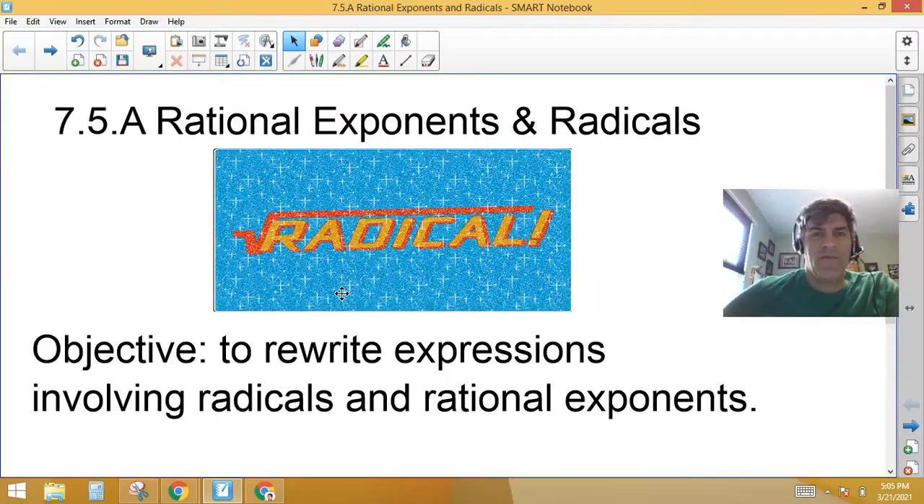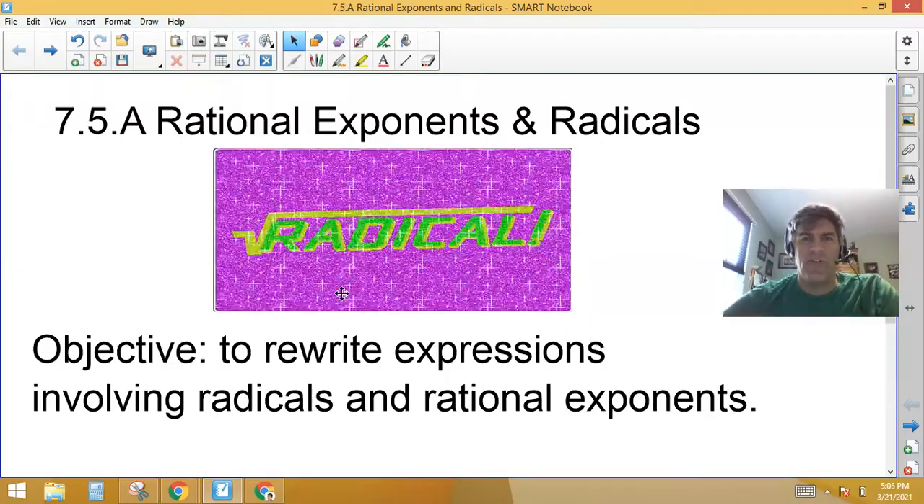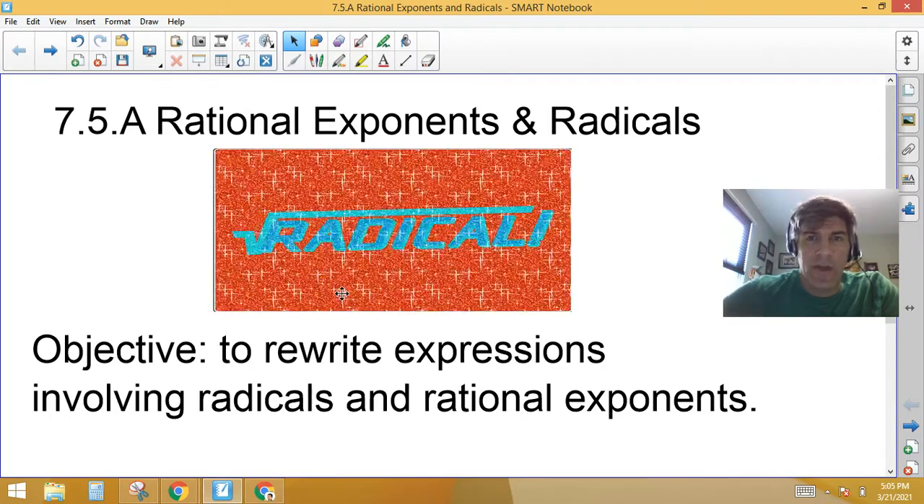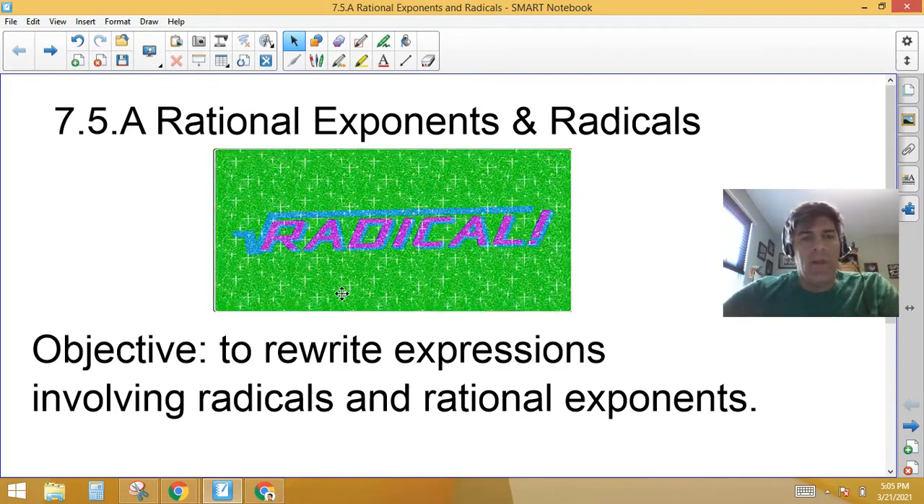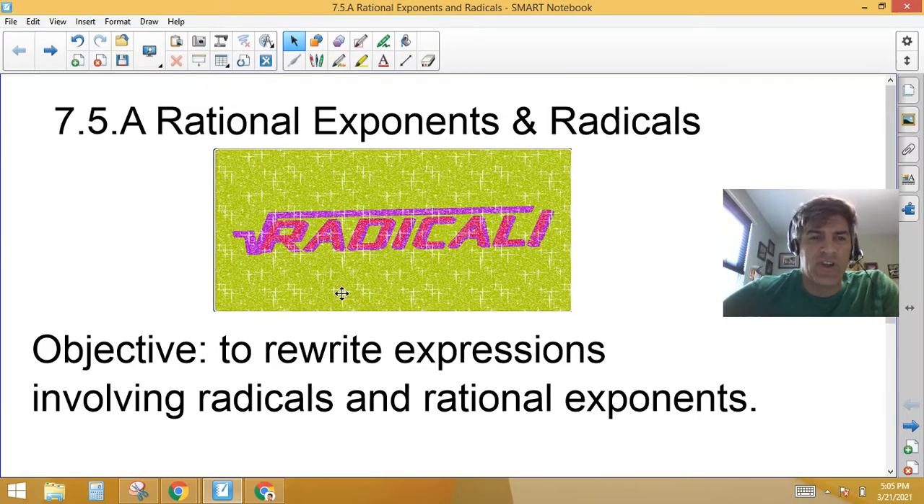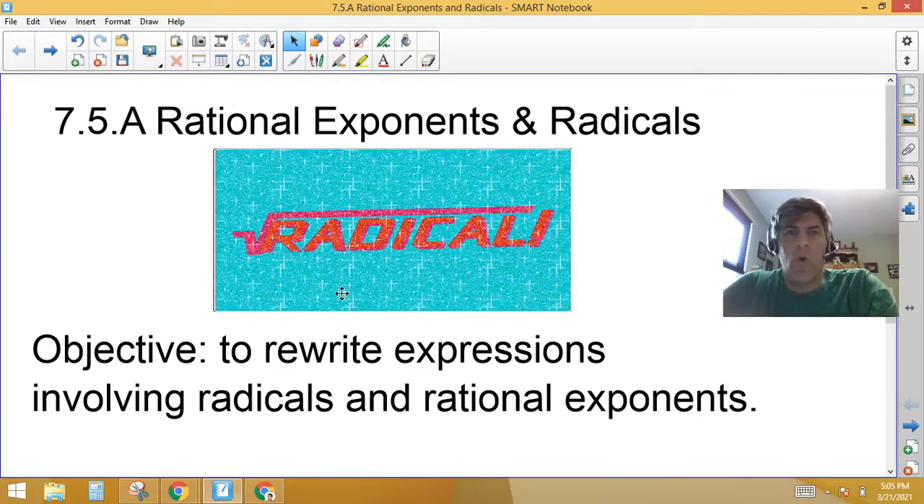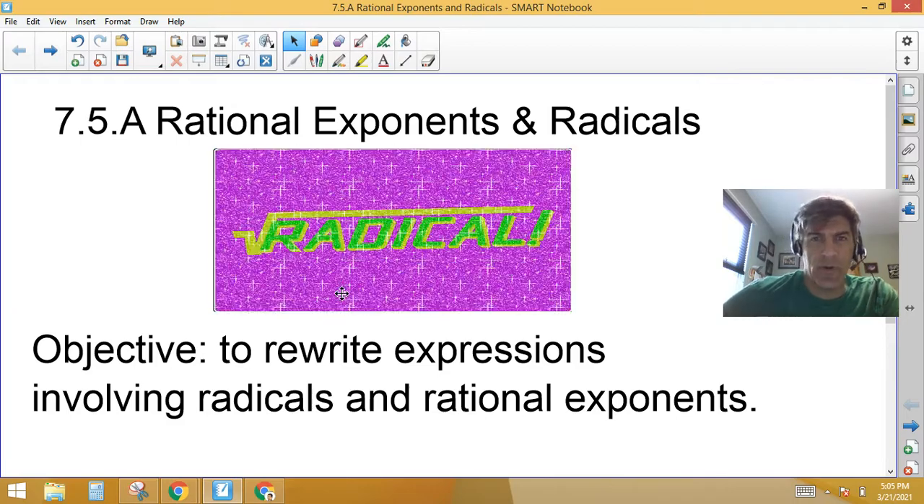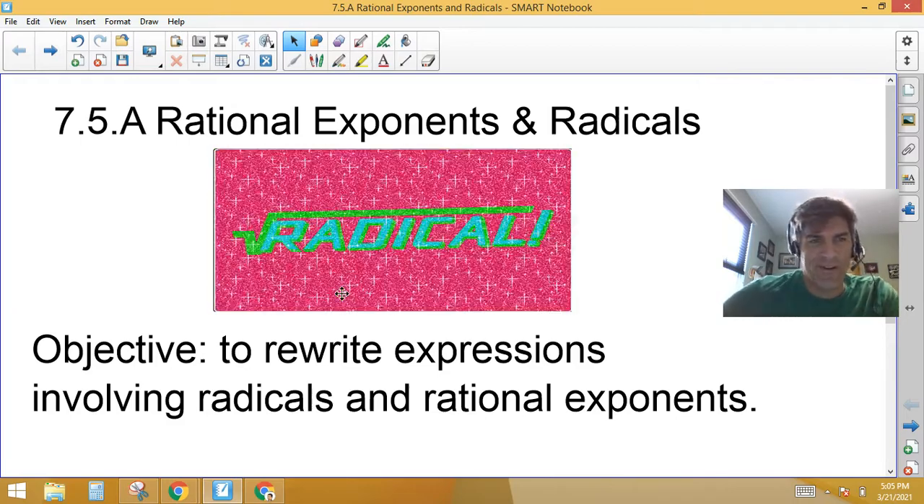Hey everybody, 7.5a, rational exponents and radicals. Ideally, you have learned this lesson possibly live, maybe not. But our objective here is to rewrite expressions that involve radicals or rational exponents, and rational exponents would pretty much be fractional exponents or decimals that you can turn into a fraction.